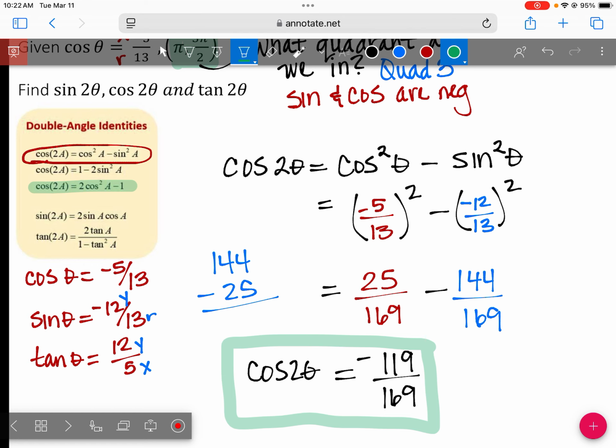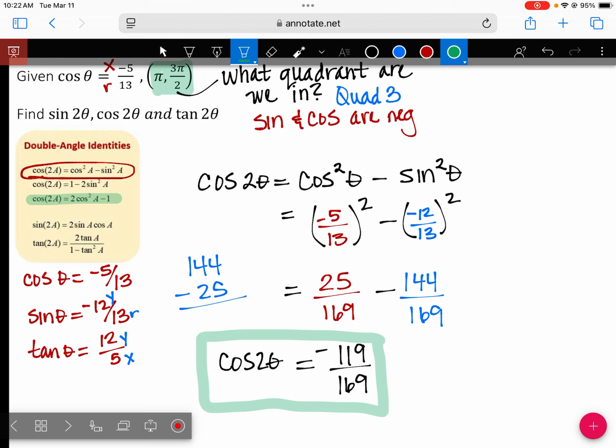All right, I'll give you a minute or so to either take a screenshot of this or write it down, and then we're going to do our sine double angle.